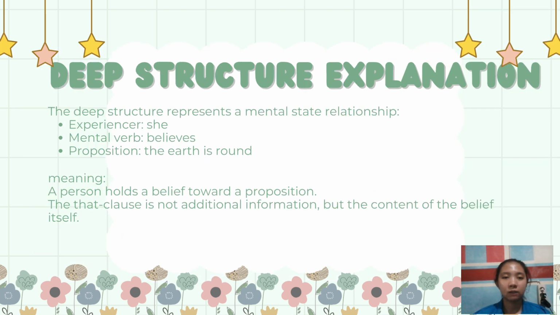Deep structure explanation. The deep structure represents a mental state relationship: experiencer for she, mental verb for believes, and propositional phrase, the proposition, is the earth is round. The meaning of this sentence is a person holds a belief towards a proposition. The that clause is not additional information, but the content of the belief itself.